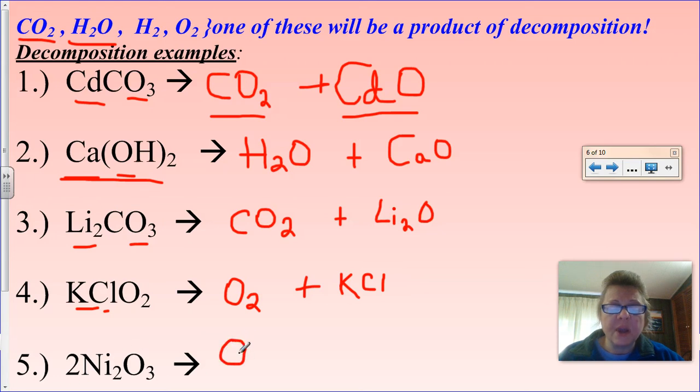In the last example, I've got four nitrogens and six oxygens. Well, I have to write oxygen as diatomic, put a coefficient of 3 in front so that I show I have 6 atoms of oxygen on the right, just like on the left. And what do I have left? 4 nickel. And I have to write it like this, put the 4 in front as a coefficient.